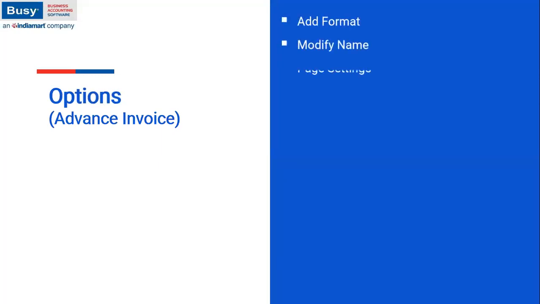There are different types of options available. Add format means you can create a new format name, and modify name means after creation of the format, anytime you can change the name of the format. The page settings menu will be there. Here you can change the page settings. There are various types of settings available. While doing the practical section, let me explain that.